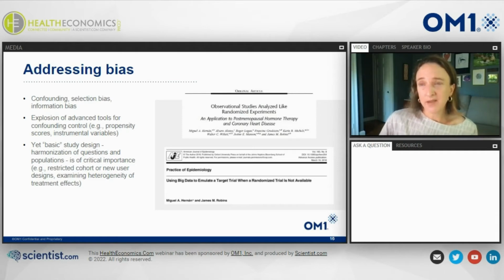I'll also add again that empirical and other types of investigations are exploring exactly what the best method is for addressing confounding in a certain context.